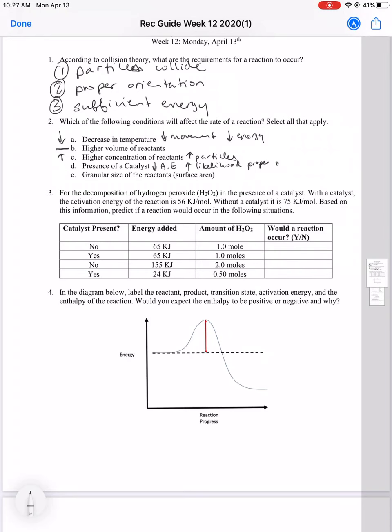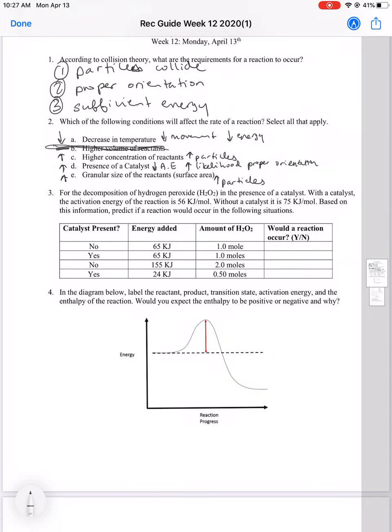And the likelihood of proper orientation is going up because, again, a catalyst acts like a template for those reactants to collide. That's going to increase your rate of reaction. And a granular size of reactants, so more surface area, means there are more particles available to collide, which again means a greater likelihood that they collide with the proper orientation and sufficient energy. So that will increase the rate. All of these, except for the higher volume of reactants, are going to affect the rate of reaction.